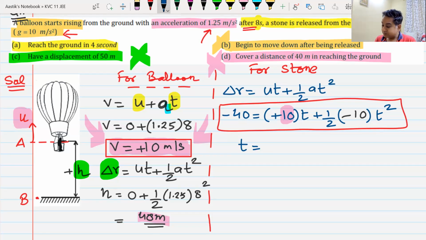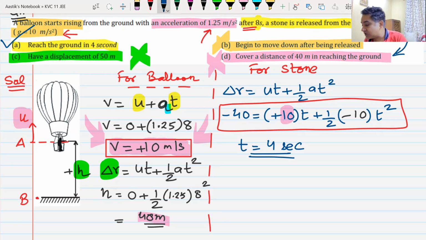4 seconds. So time is 4 seconds and that option is correct. This 4-second option is correct. But here also comes a question where, if it comes in JEE, you may be asked what is the distance traveled by the stone? And we are going to discuss this small point.